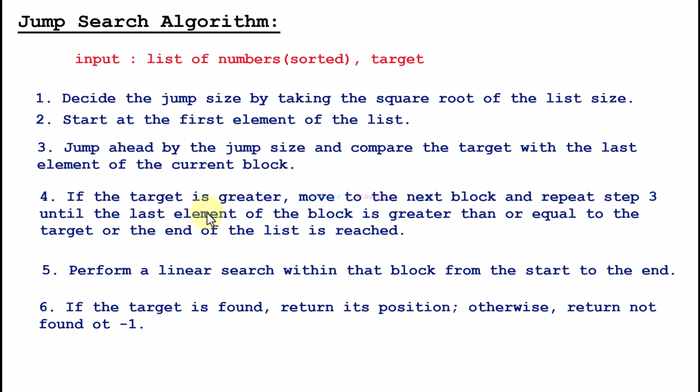If the target is greater, move to the next block and repeat step 3 until the last element of the block is greater than or equal to the target or the end of the list is reached. After finding the block, perform a linear search within that block from the start to end. If the target is found, return its position, otherwise return not found or -1.